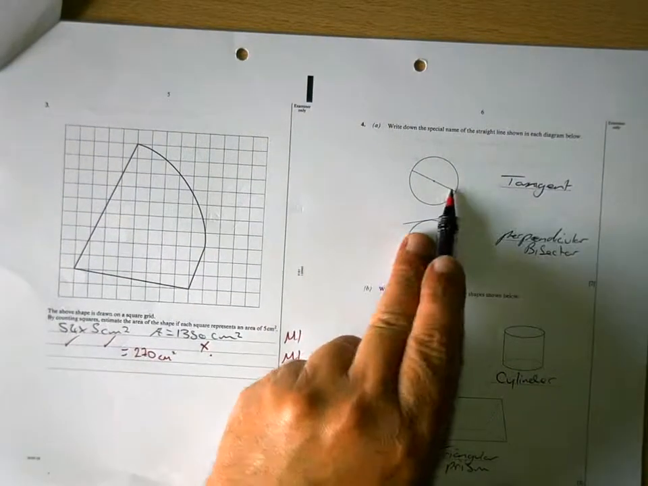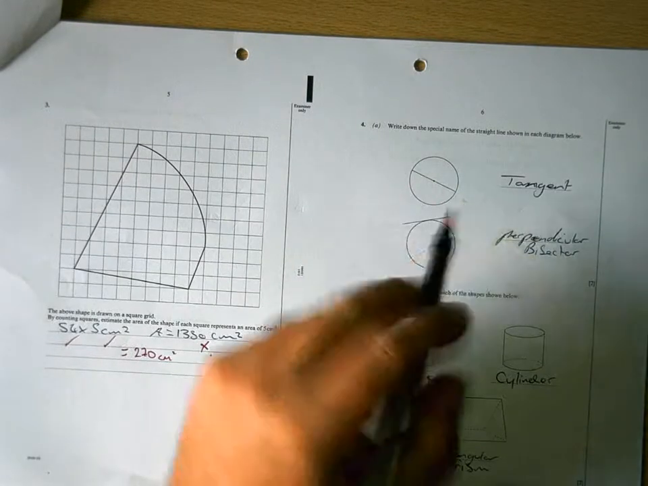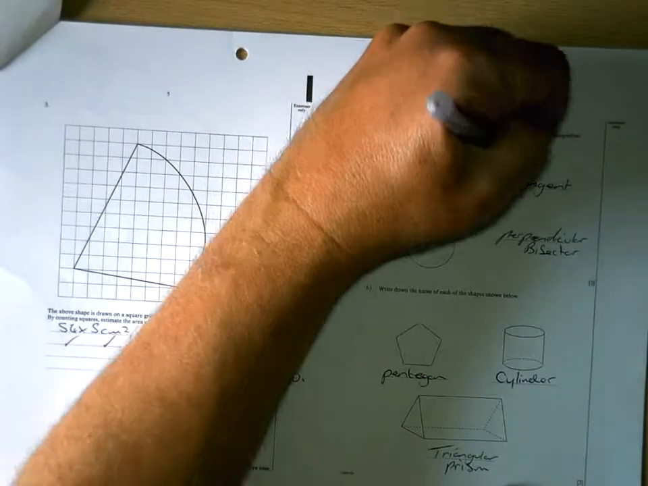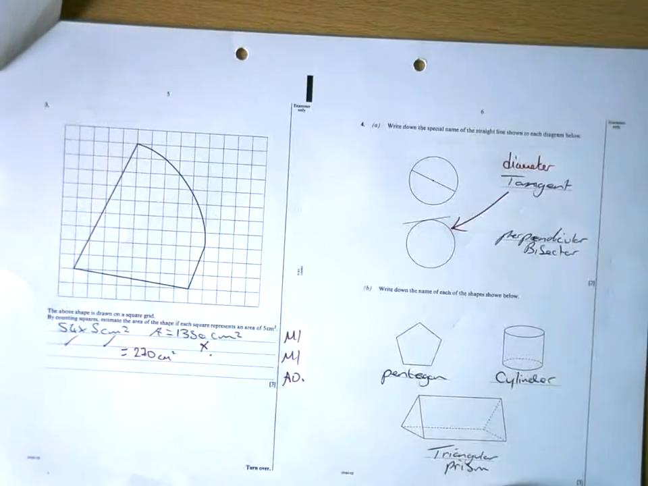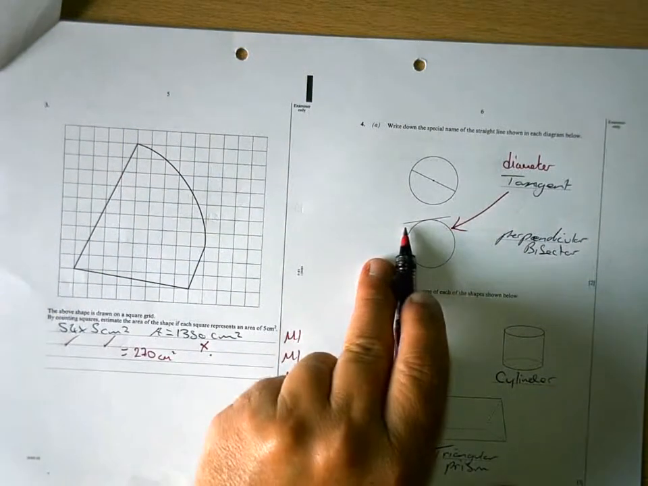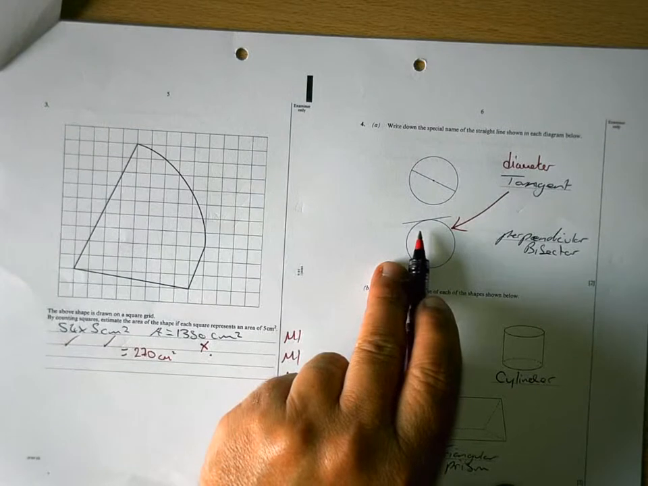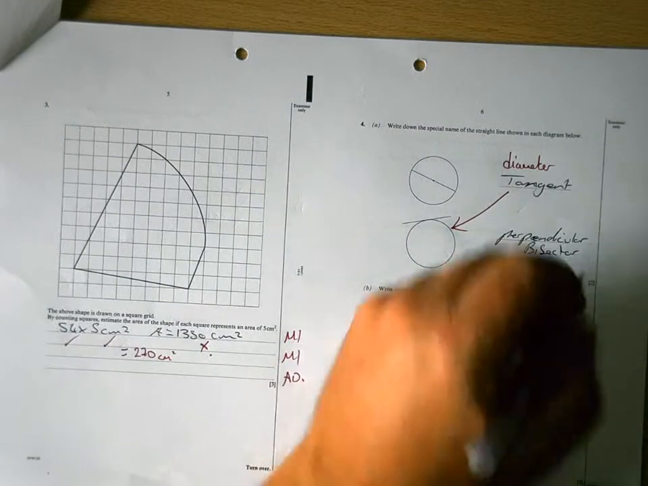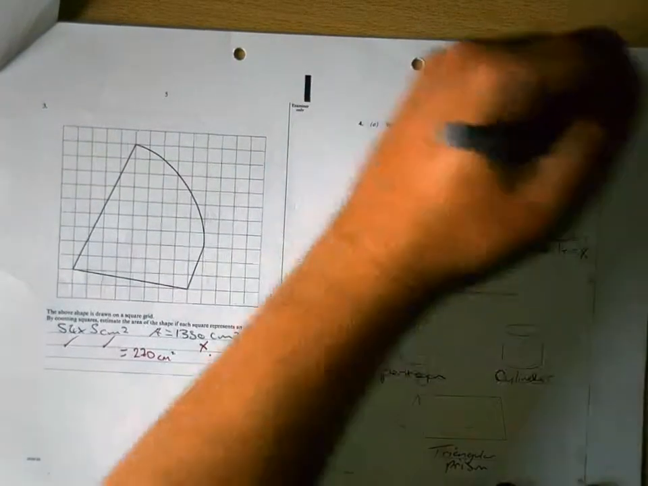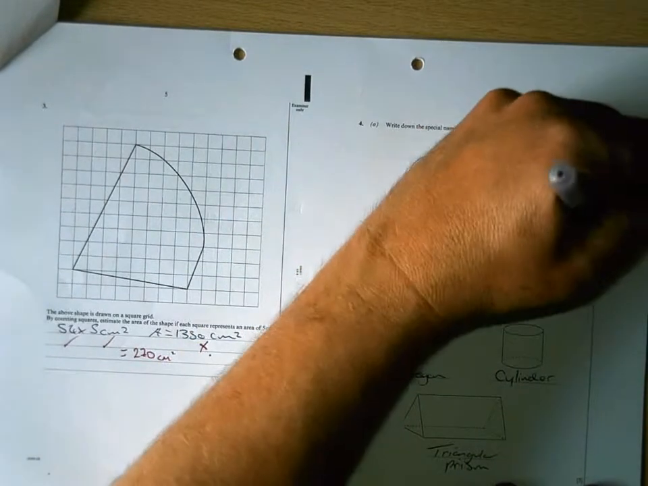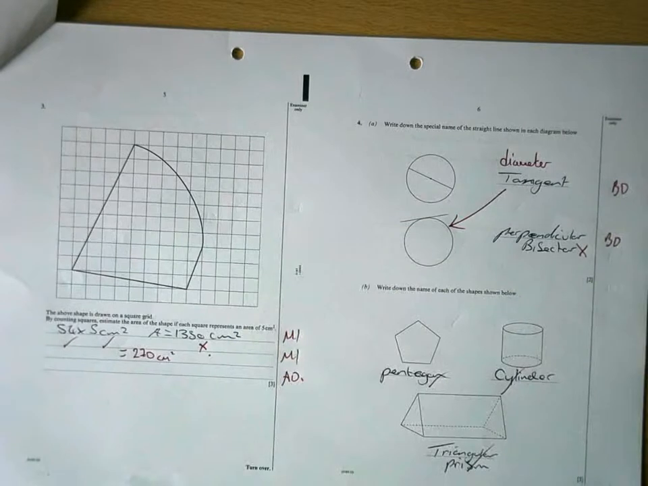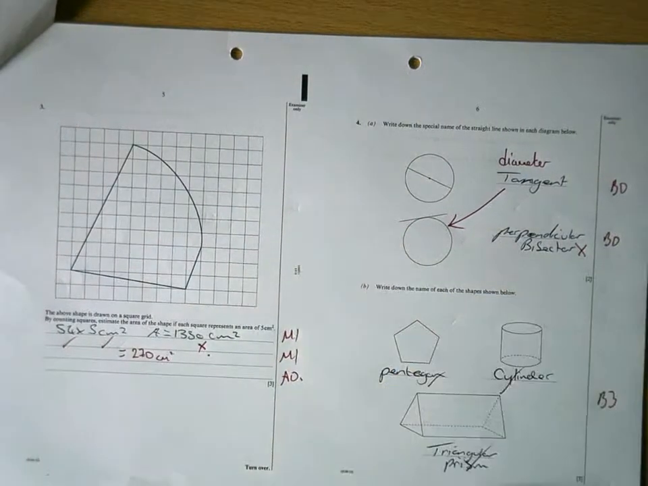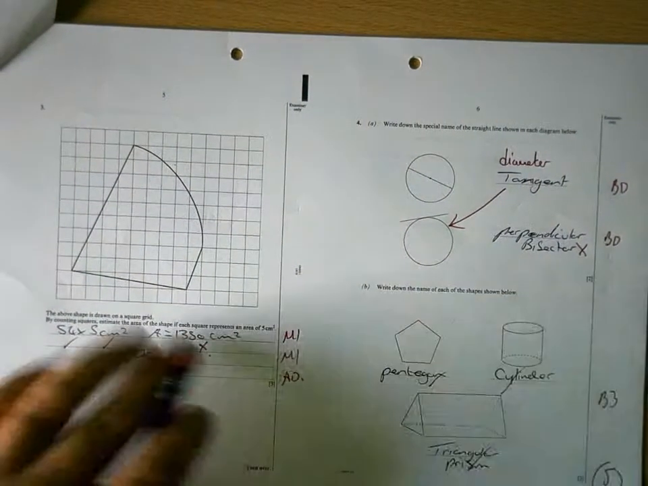Okay, this isn't a tangent, that is a diameter. That is a tangent. Okay, a line that touches the circumference of a circle is a tangent. It's not a perpendicular bisector, I'm afraid. So you don't get either of those marks. You get that, and you get that. Well done. So for that page you score 5.